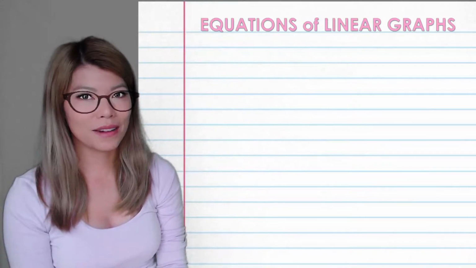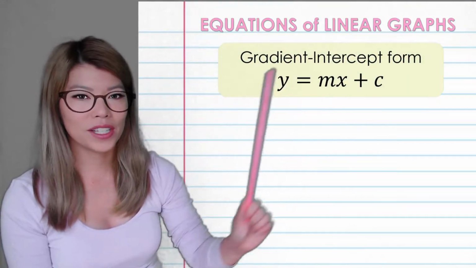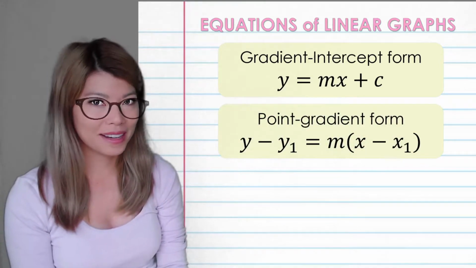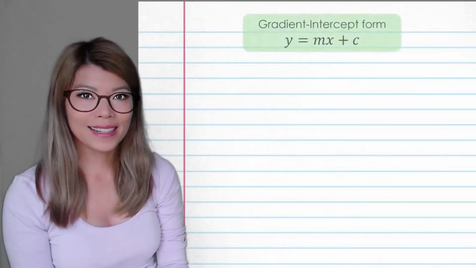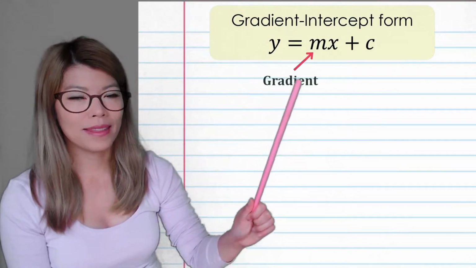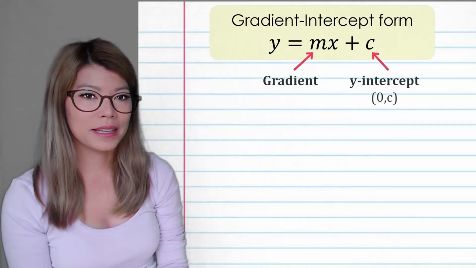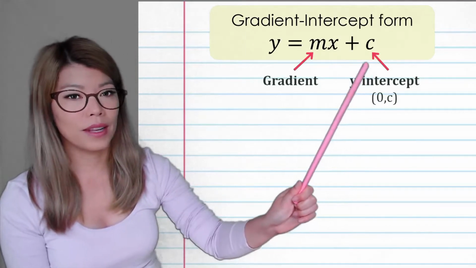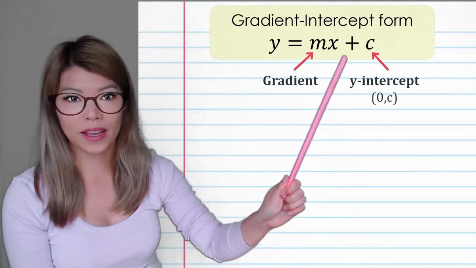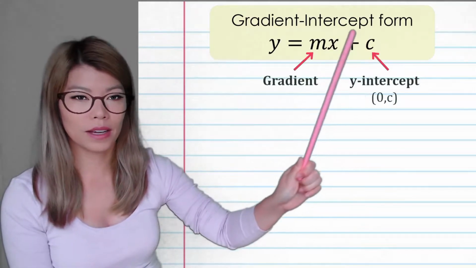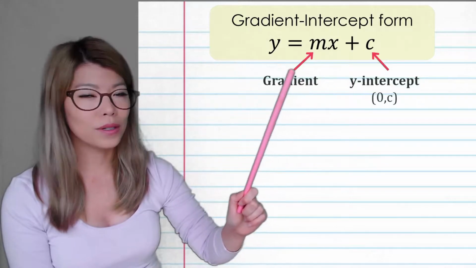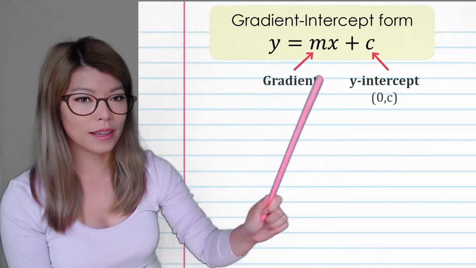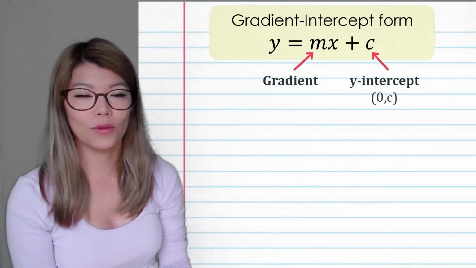Equations of linear graphs. So that equation is the gradient-intercept form, and this equation is called the point gradient form. With the gradient-intercept form, we know that the number next to x is the gradient, and the number by itself is the y-intercept. You might see different letters if you're from a different country. Some countries use B, some other countries use other pronumerals, but all you have to remember is the value next to x is the gradient because it multiplies it, and the value by itself is the y-intercept.